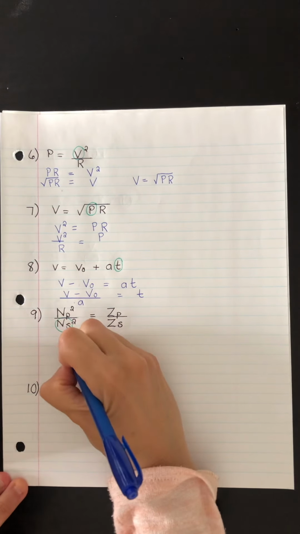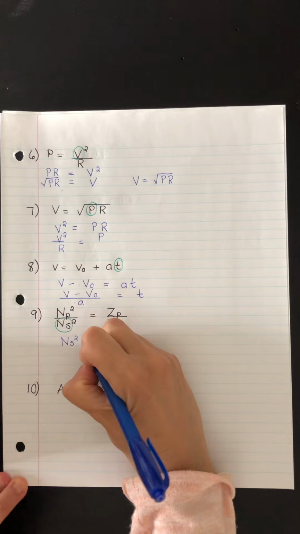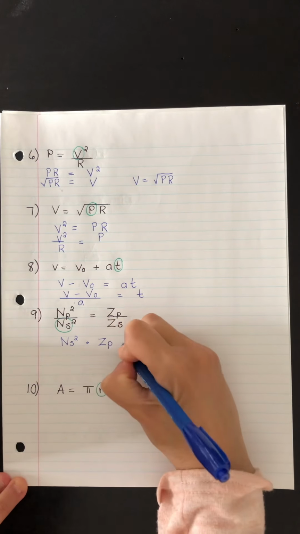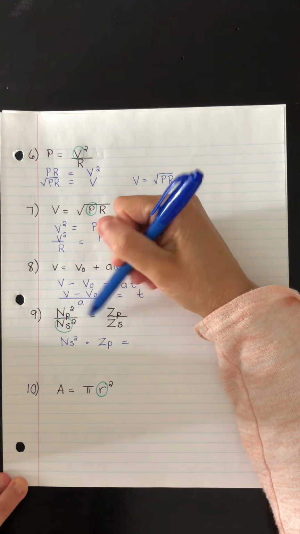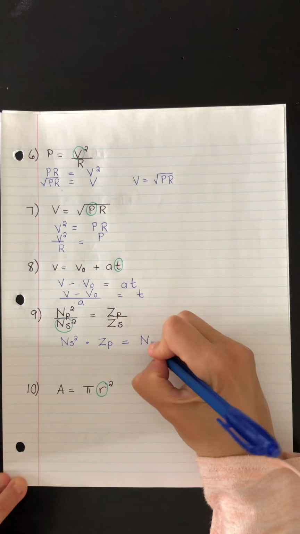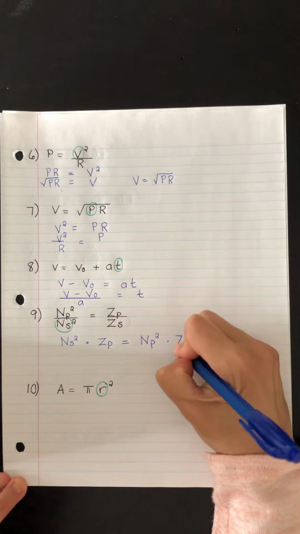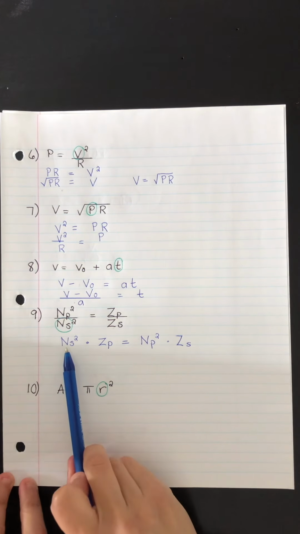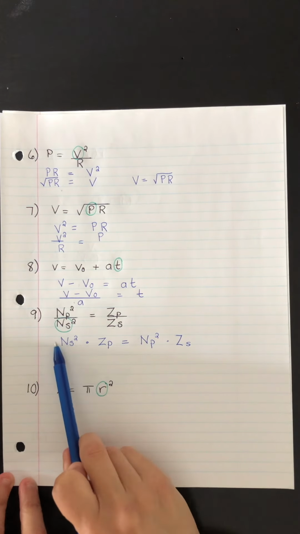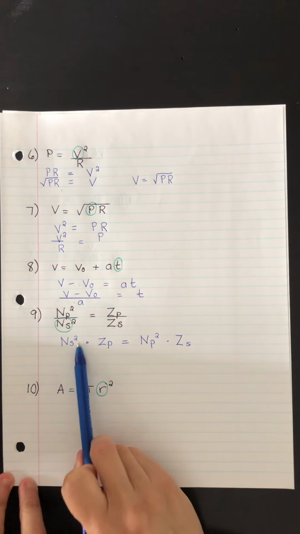So that gives me NS squared times ZP. Next we have the equal sign and we multiply this way. NP squared times ZS. So cross multiplication is a good start because we no longer have fractions, and not too many students enjoy fractions. Okay, now we're trying to isolate NS, so we will isolate NS squared.